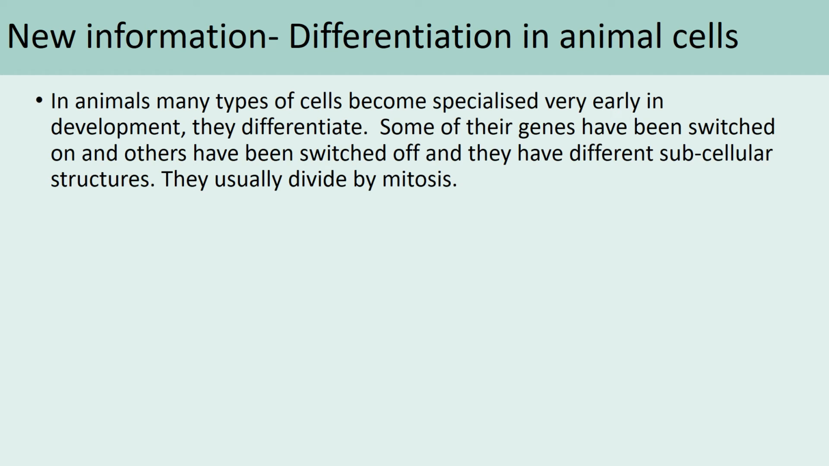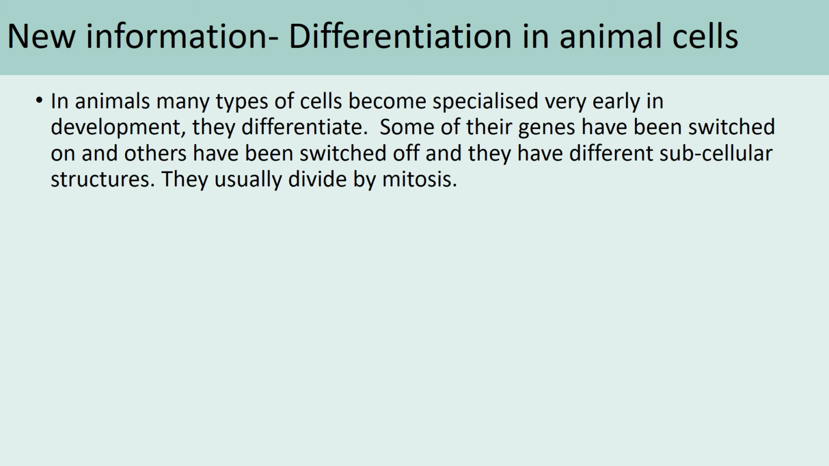Right, now we need to be able to describe the differences and similarities between differentiation in animal cells and in plant cells. So we're going to start with animal cells. And in animal cells, many, not all, but the majority of the cells become specialized very early on. So during the development of the baby, they will actually differentiate. So they won't be able to become stem cells again. They will differentiate into those specialized cells.